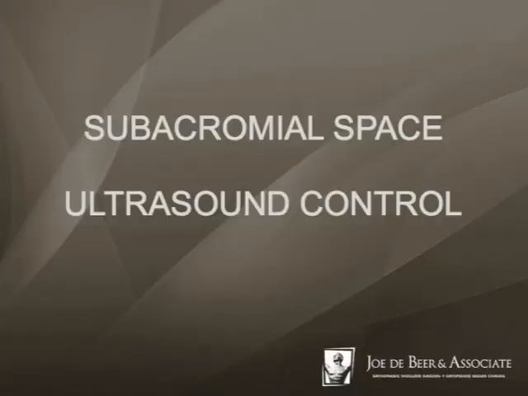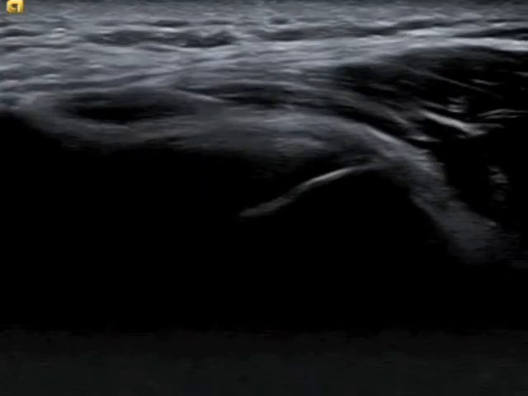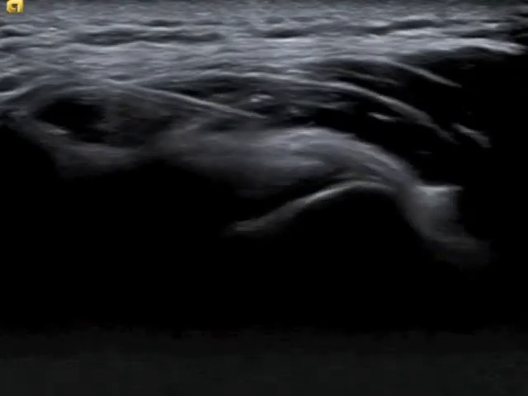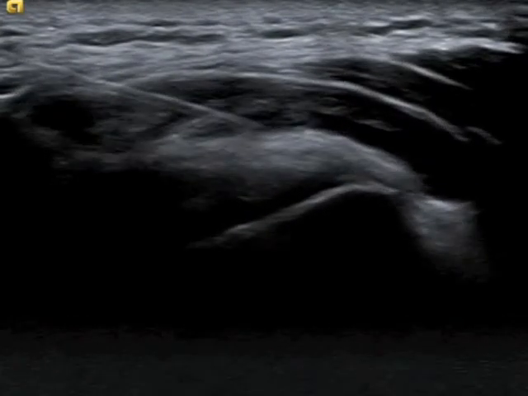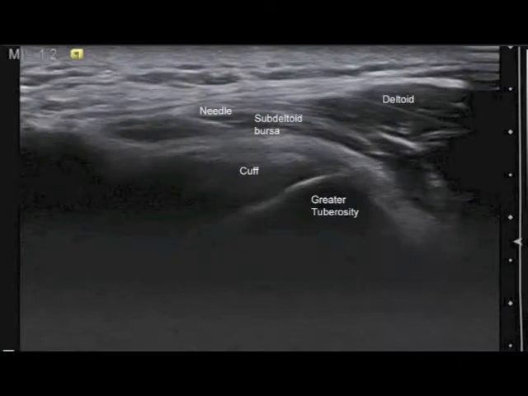This injection can also be given with ultrasound control, and in this demonstration you can see the needle coming from the left upper hand corner into the bursa and the fluid entering the bursa just above the cuff. The needle seen here, the bursa, and the injection accurately placed.